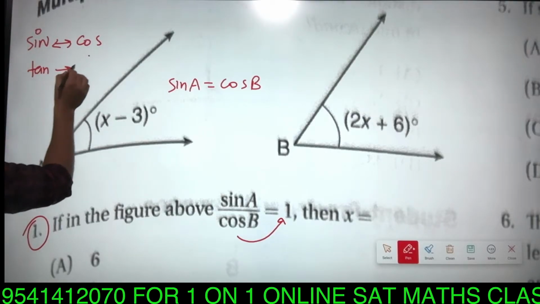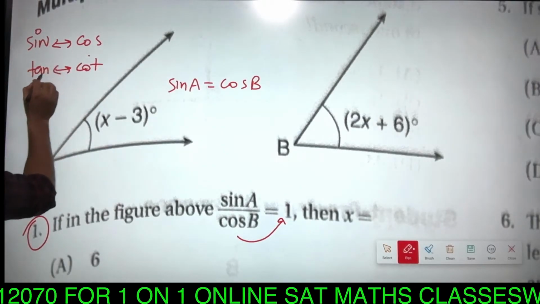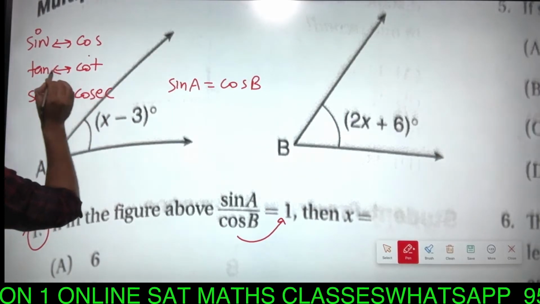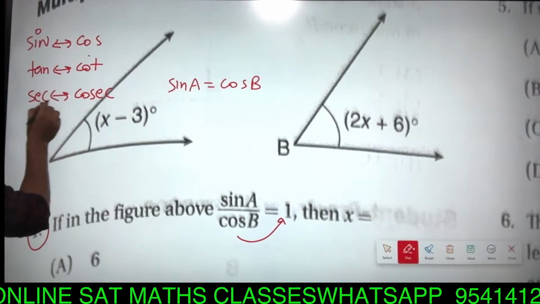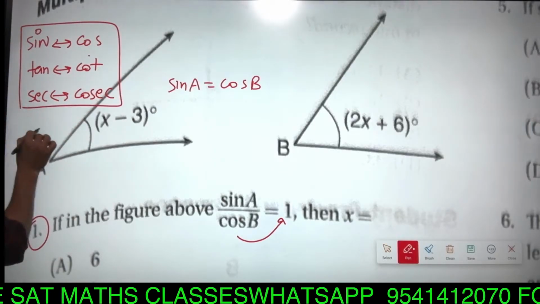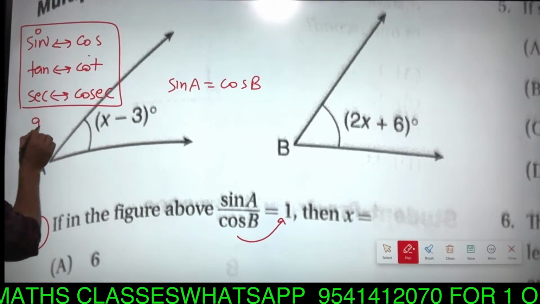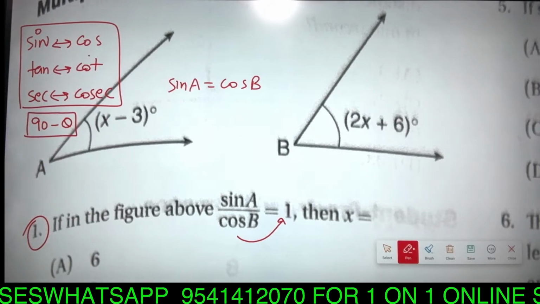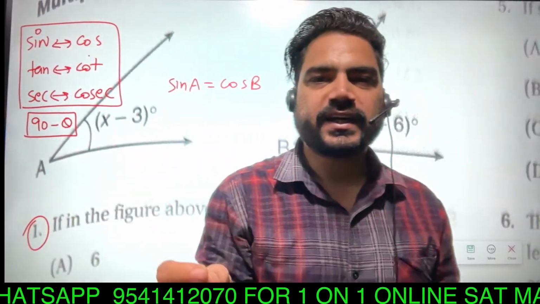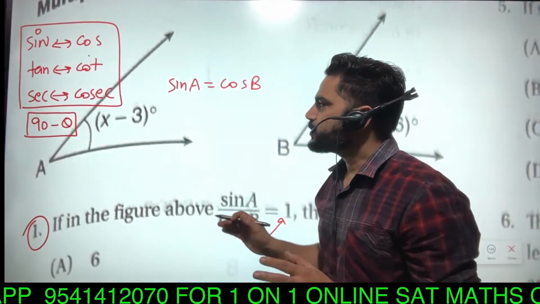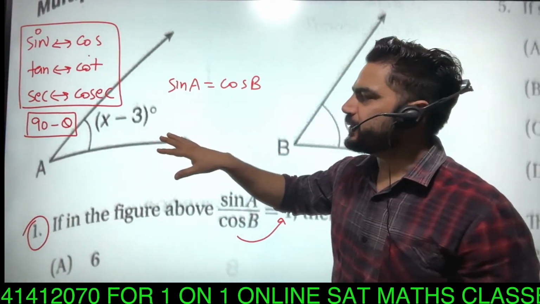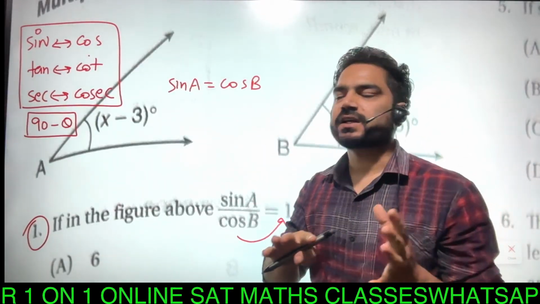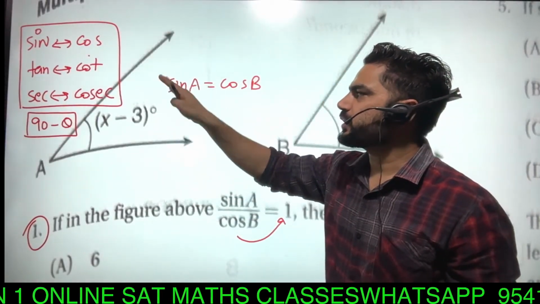Same also, tan we can convert into cot, and cot can be converted into tan, and secant we can convert into cosec, and cosec can be converted into secant, just by doing one simple step: whatever is the angle, you have to subtract the angle from 90. This basic, simple trick, if you use, then you can directly solve SET questions. How? In this question, if you subtract the angle from 90, then sine and cos are convertible into each other, and tan converts into cot, cot converts into tan.